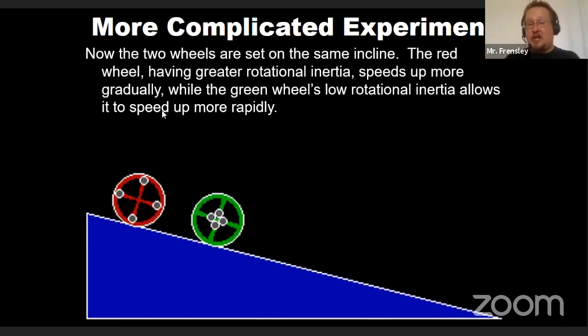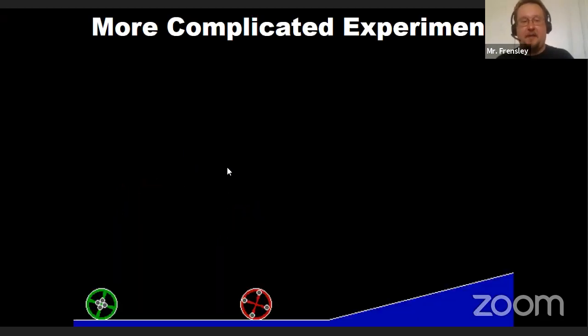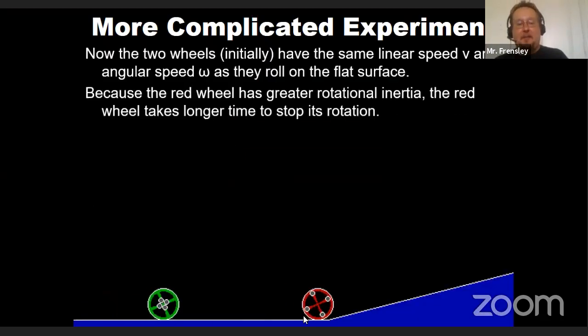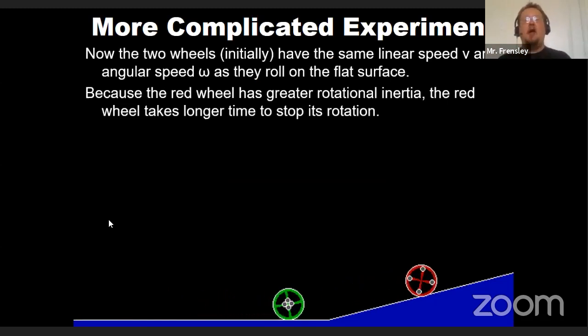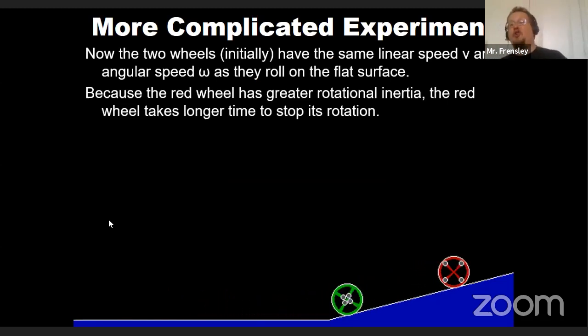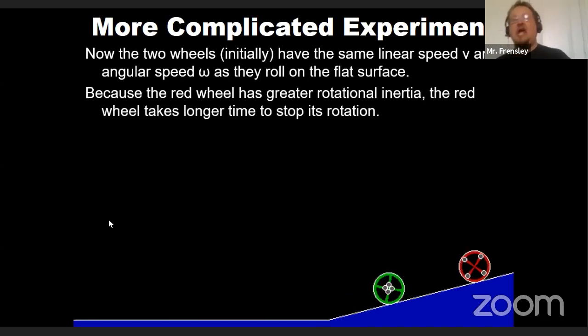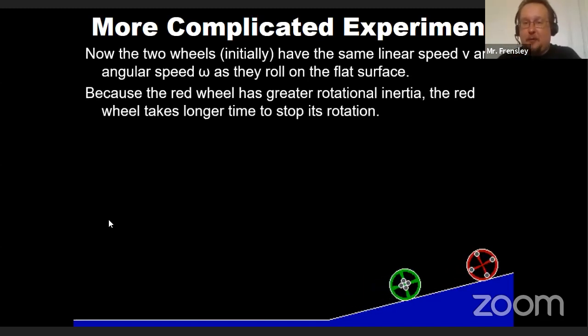If it's easier to get you to go, it's easier to get you to stop. And that's what's happening here. We now have the red and green wheels both approaching an incline. The red wheel is harder to get to stop rotating. Since it's harder to get it to stop rotating, it climbs up the hill farther.